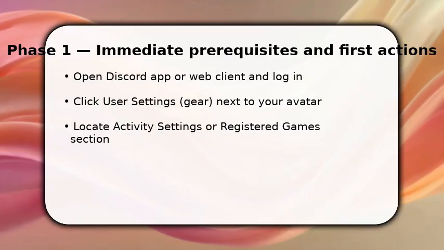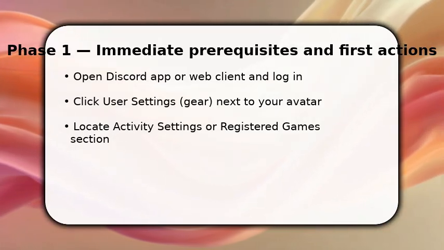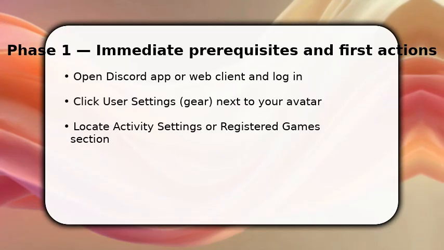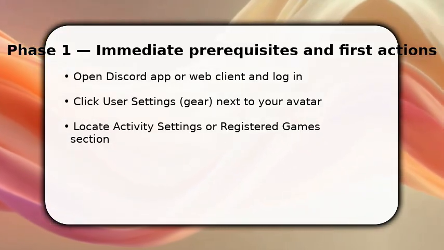You start by opening Discord and signing in. Make sure you use the same account where your activity shows. Next, click the small gear icon for user settings beside your avatar. This leads to account and privacy options.